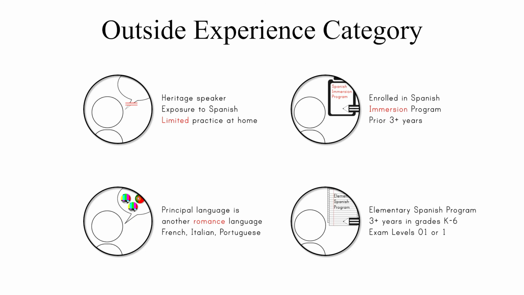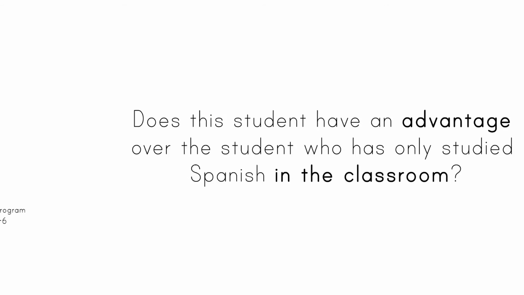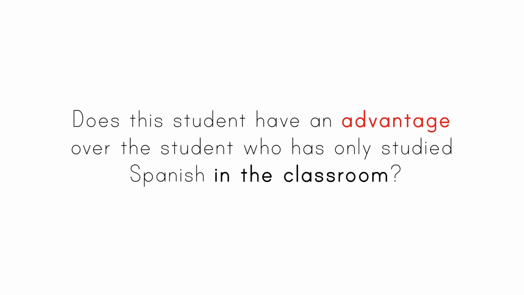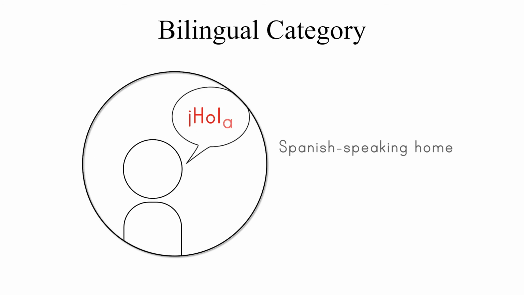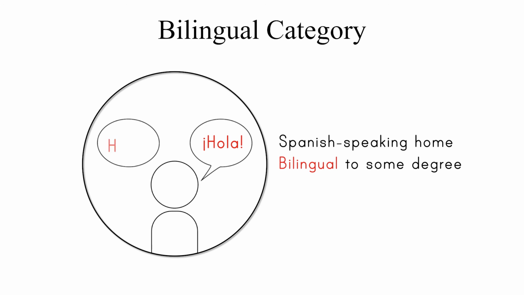When determining between classroom experience or outside experience, the key question is, does this student have an advantage over the student who has only studied Spanish in the classroom? A student should be placed in the bilingual category if the student has grown up in a home where Spanish is spoken, and if the student is bilingual to some degree in both English and Spanish.